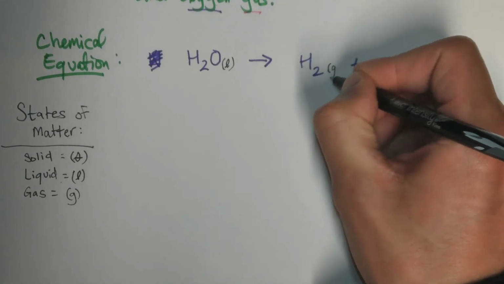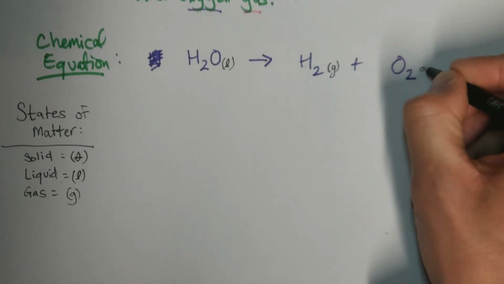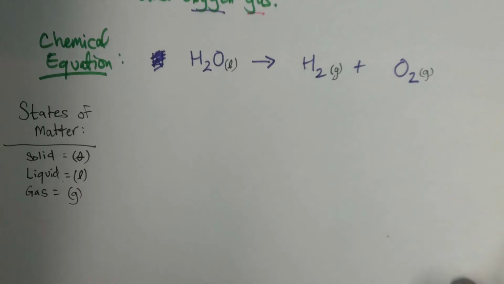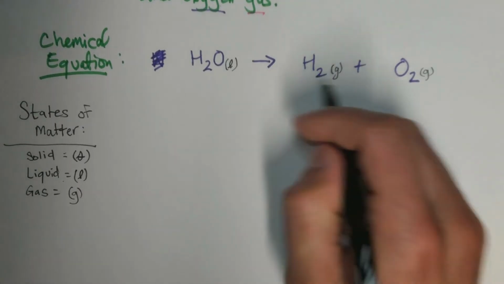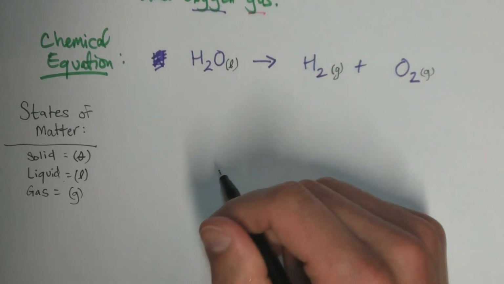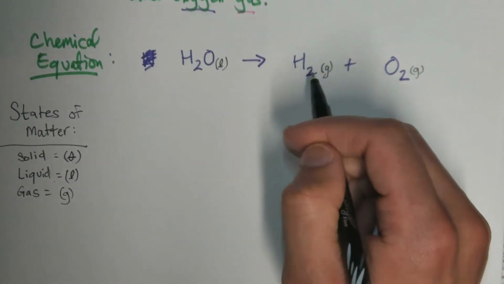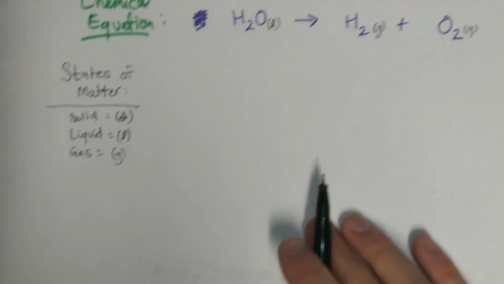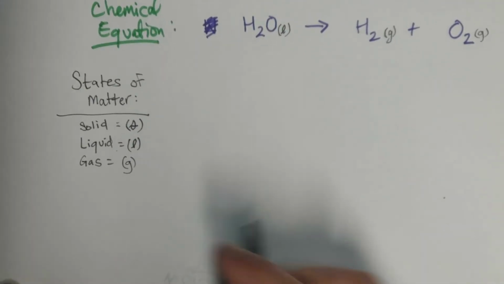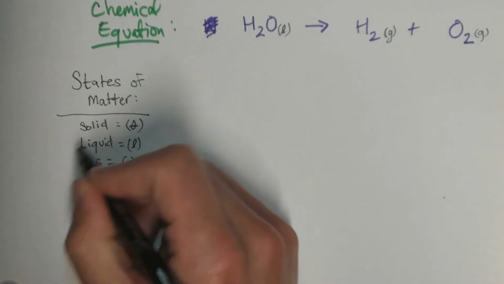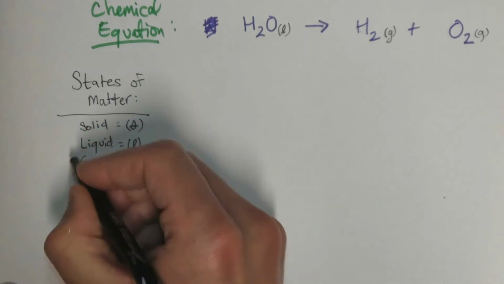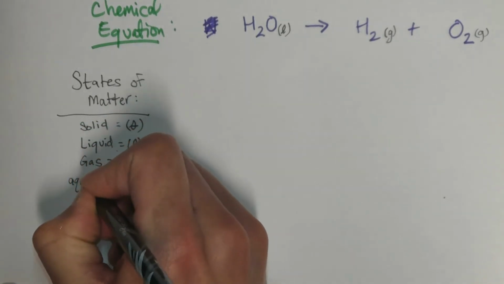And what's produced is a gas of hydrogen and a gas of oxygen. So two different molecules that are in their gas state. They're not liquids, they're not solids. They come out as bubbles, hence they're gas. Though we don't include it in this equation, there's another state of matter that sometimes gets included in chemical reactions, and that's called the aqueous state.